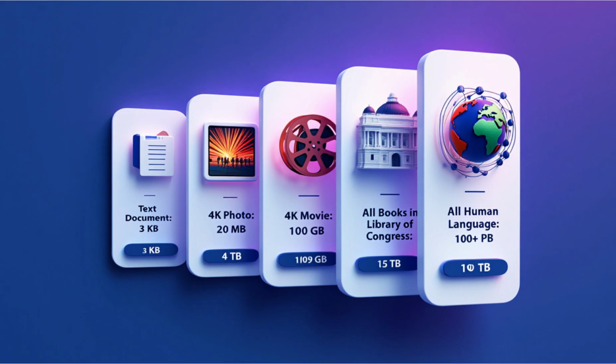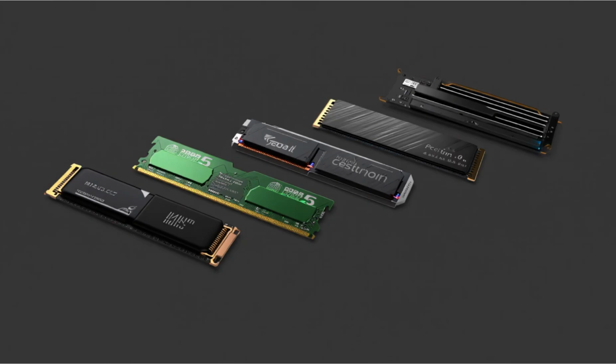A high-resolution photo might be several megabytes. A 4K movie might be several gigabytes. All the books in the Library of Congress would be around 15 terabytes. All human language ever spoken would be hundreds of petabytes. Modern computers work with these larger units constantly. Your computer's RAM might be 16 gigabytes, while your solid-state drive might store 1 terabyte of data, all ultimately represented as collections of bits.